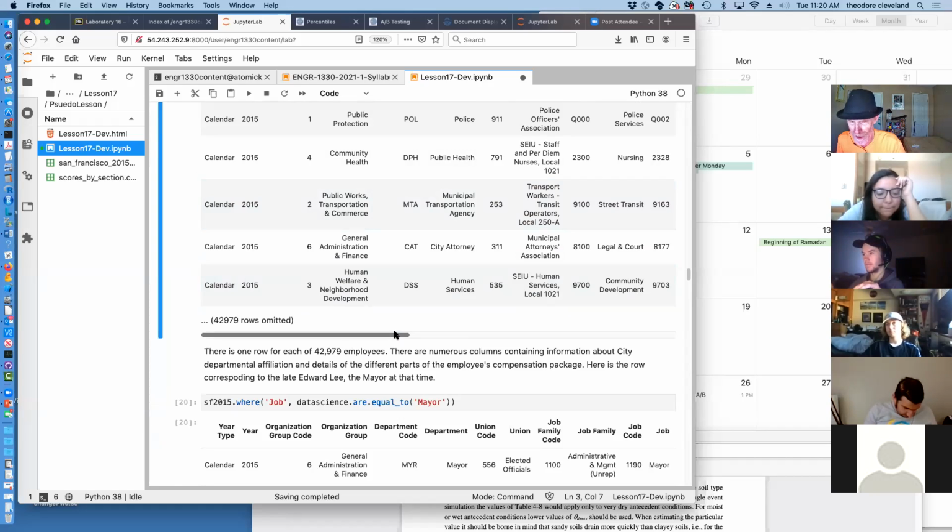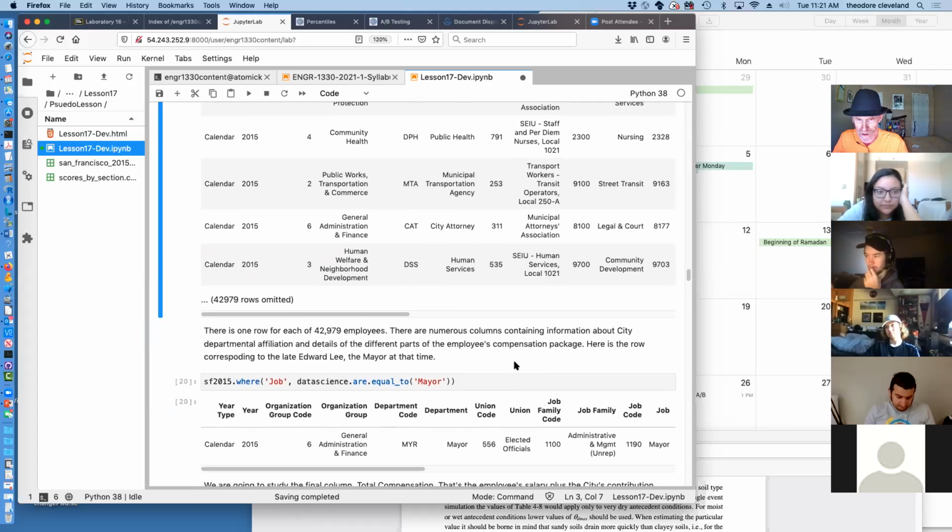You may have heard the terminology big data. 42,000 things is not big data. Make it 450 billion things, and then that gets the big data people all giggly and wiggly. So there's one row for each of the 42,000 employees. There's numerous columns of department affiliation and details.